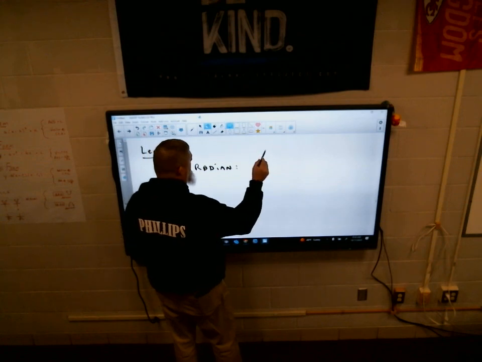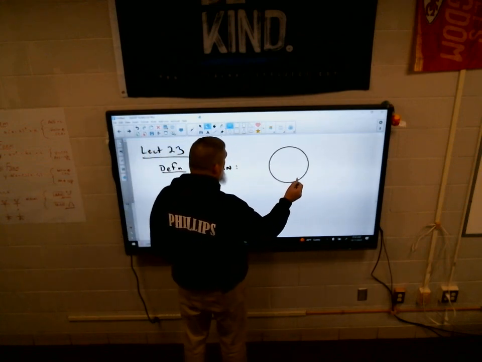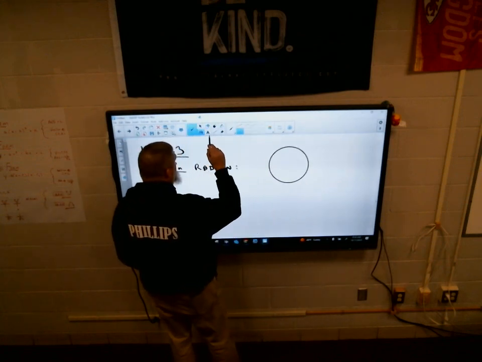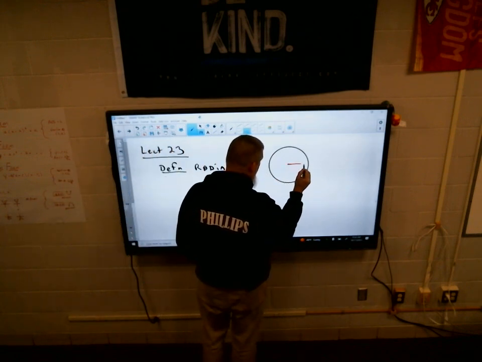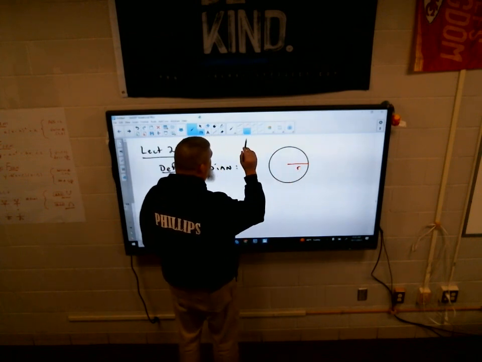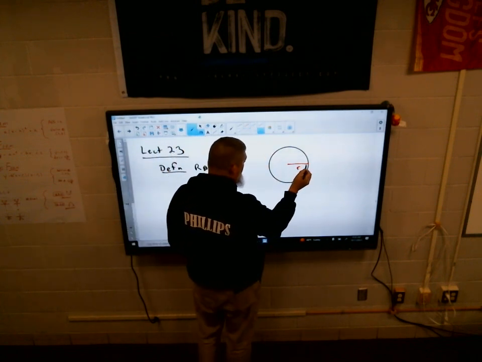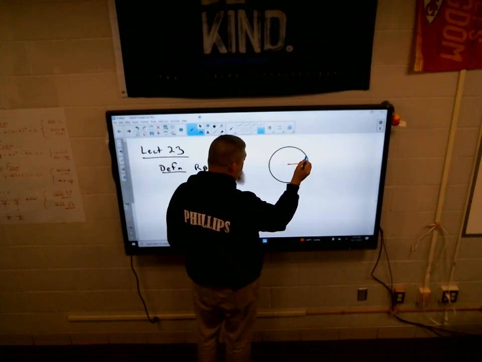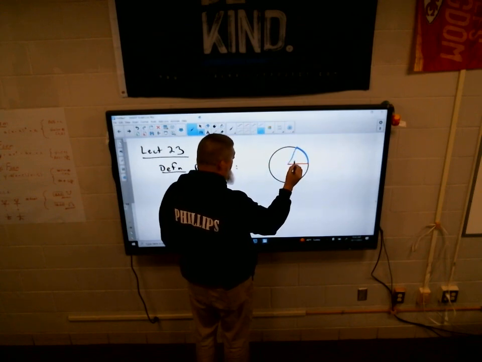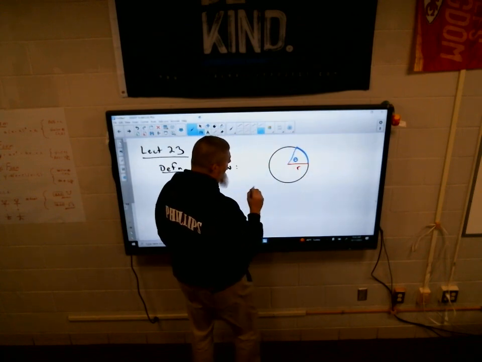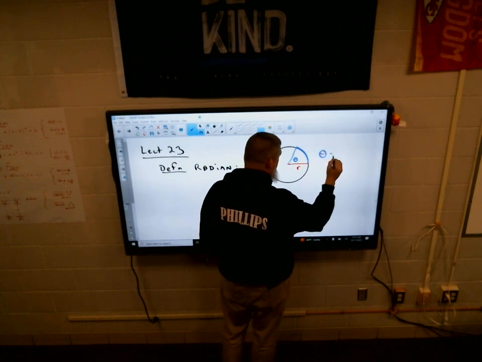Okay, so if we take a circle, and then we take the radius of that circle from the center to the outside, we call that R. Then if I take that same length, whatever it is, and measure it around and connect it back, then that angle we call theta. Theta is going to be equal to 1 radian.